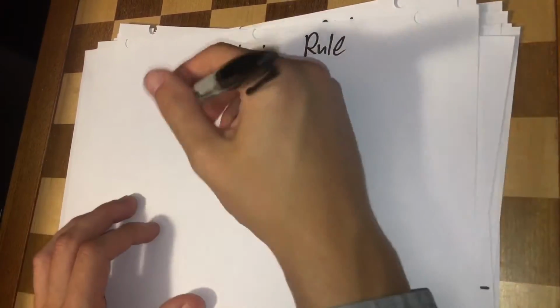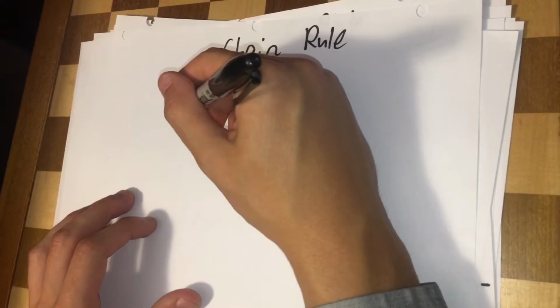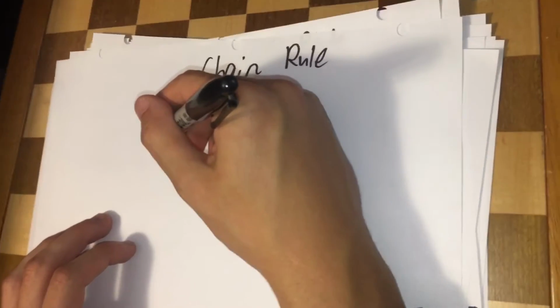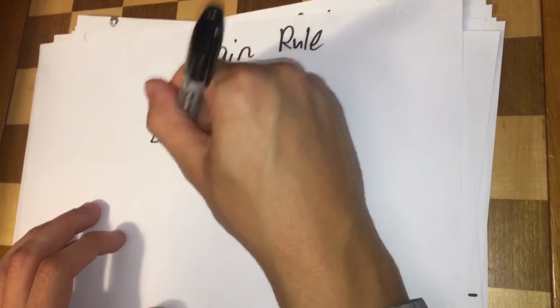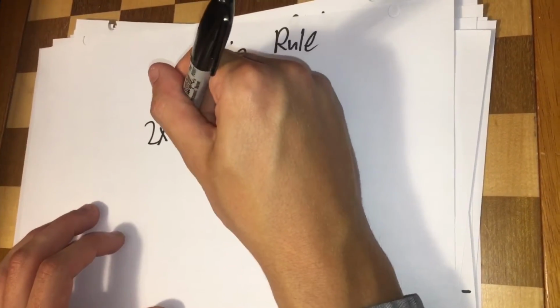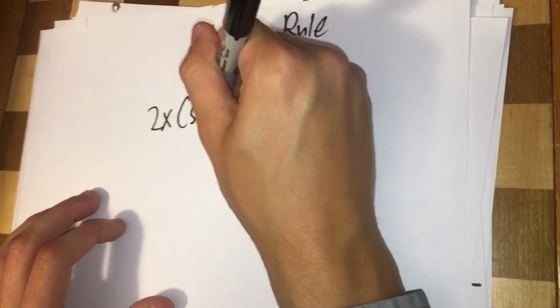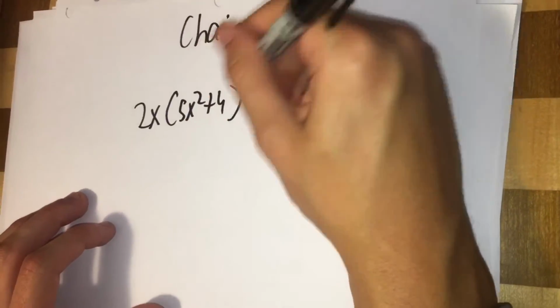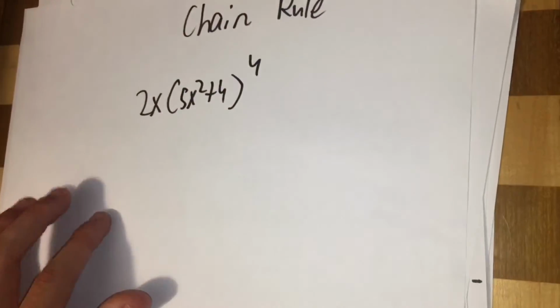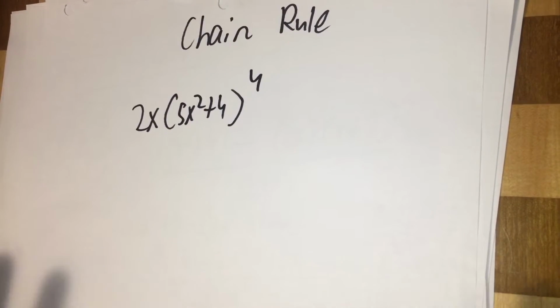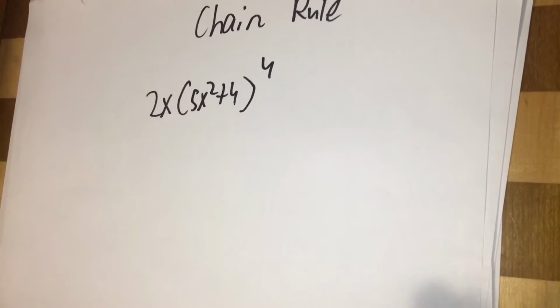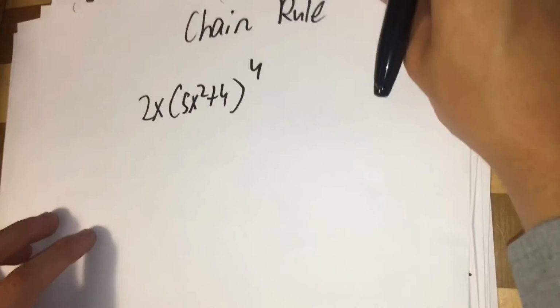So real quick, I just want to give the class an example and see if you guys can complete it. So let's give you guys a somewhat challenging one. We'll give you 2x times the quantity 5x squared plus 4 to the fourth power. Okay, so I'm going to do this right now while you guys are performing it, and let's see if we match up with the same answer.